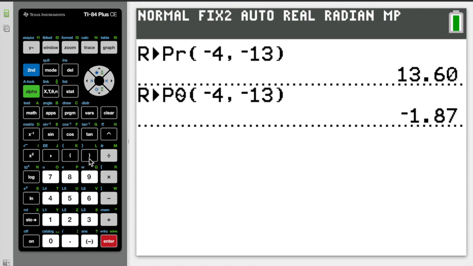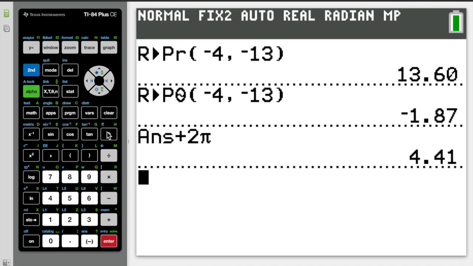Okay, there's my angle. Again, we're given the parameters that it has to be from 0 to 2 pi, and this is giving us a negative angle. So all I do is simply add 2 pi. And when I do, this gives me the positive angle that I'm looking for.